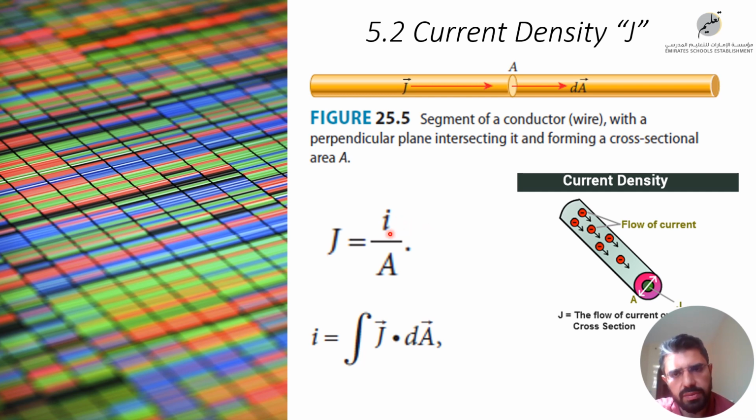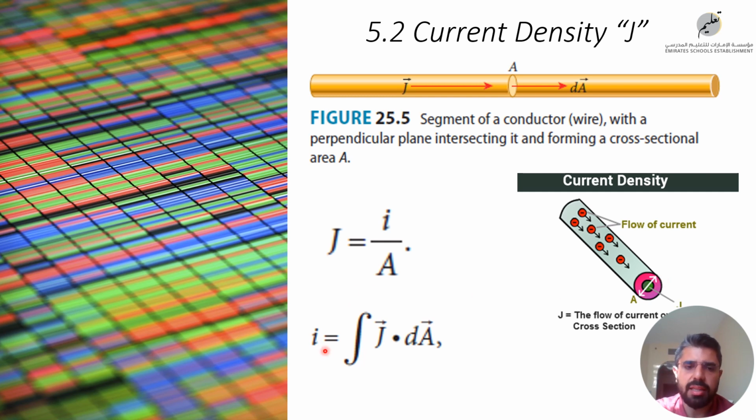One A is the unit of the current, which is the ampere. And in the denominator here, the capital A is referred to as the area. As you see here, we have the wire, the opening of the wire. It's like a circle. Okay, so we have to calculate the area of that opening.